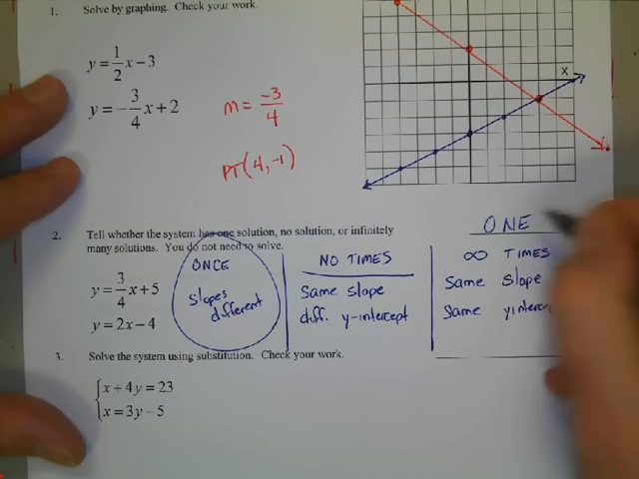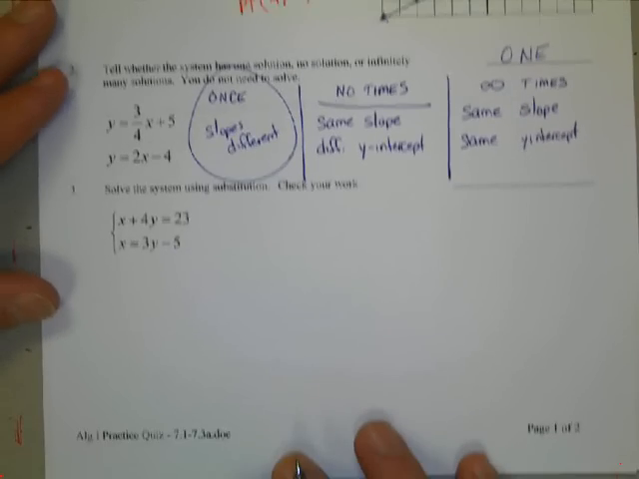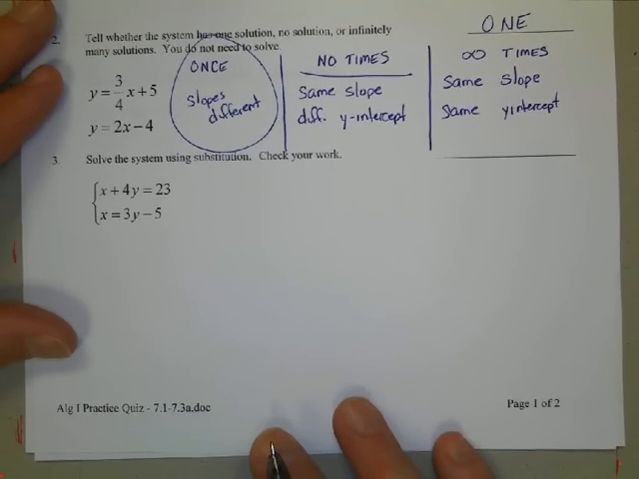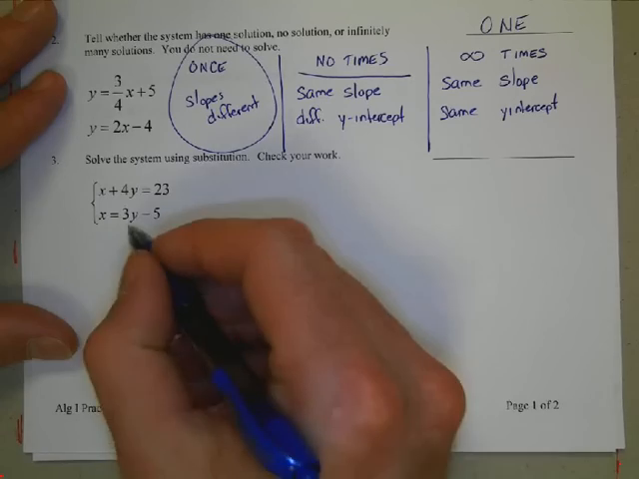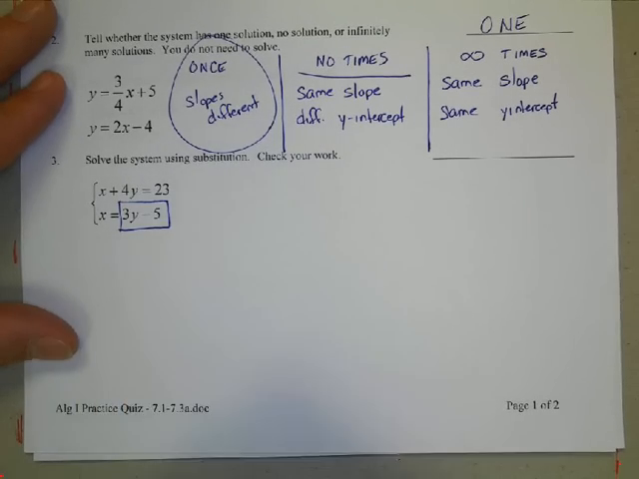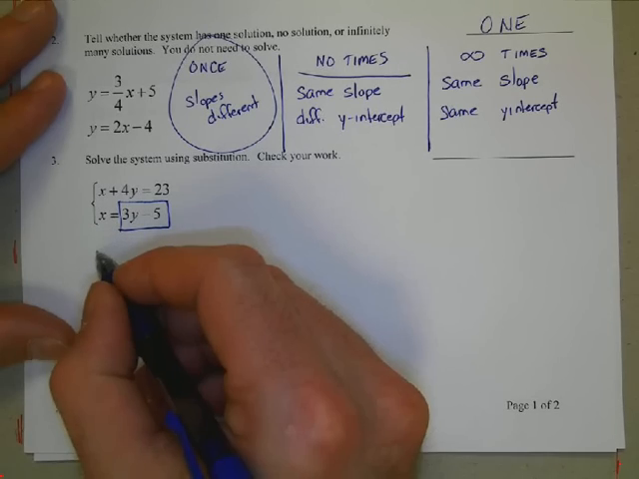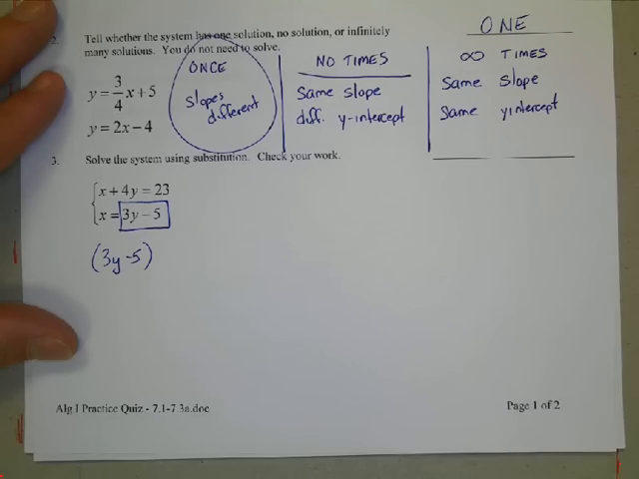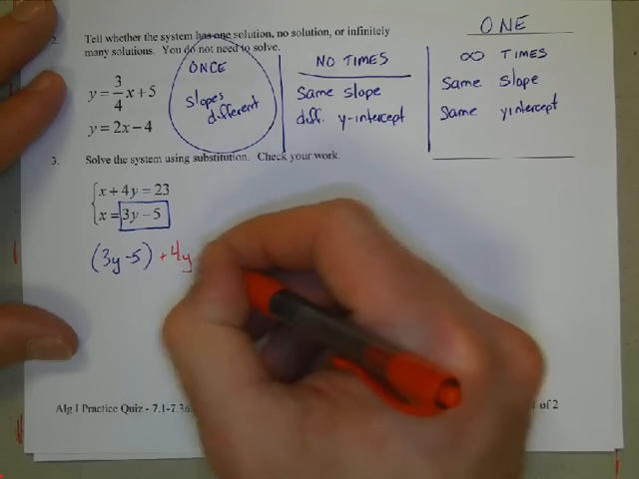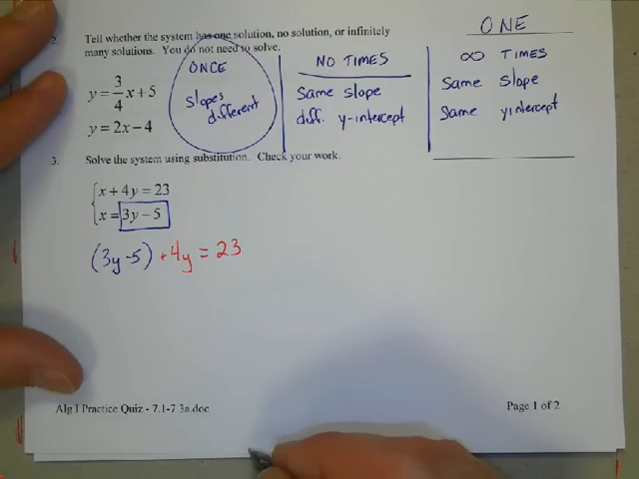Our third and bottom problem on this page is solving by substitution. As we solve by substitution here, we're going to take the value of x equals 3y minus 5, and we're going to plug that in for the value of x in the top equation. That gives us 3y minus 5 plus 4y equals 23. We now combine the y's, giving us 7y minus 5 equals 23.